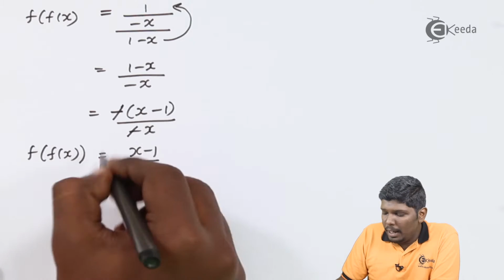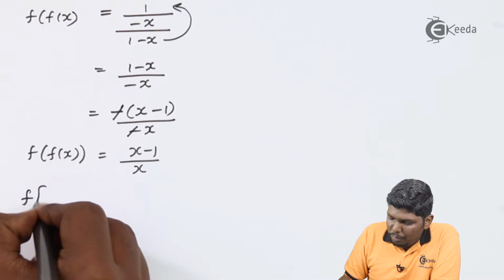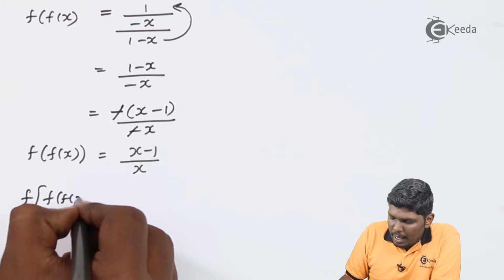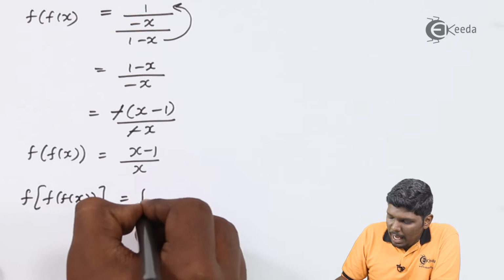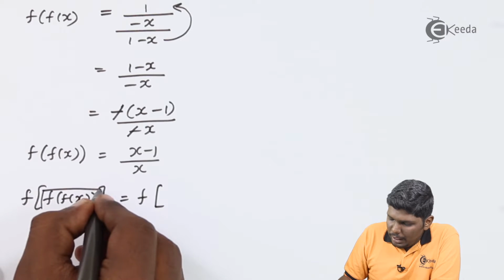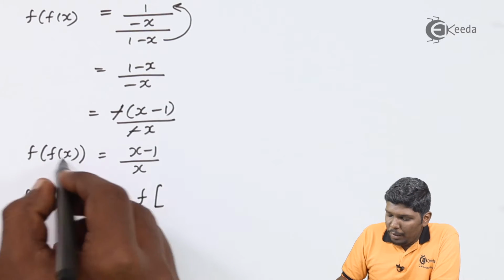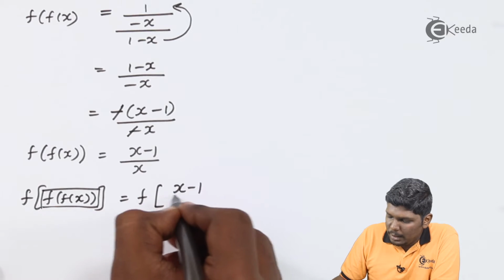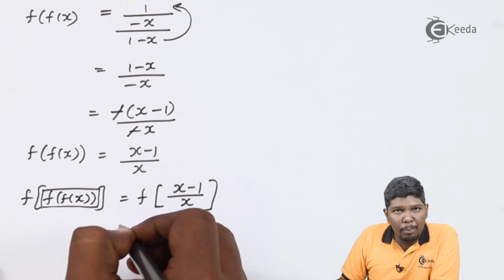Now this part we have done in the previous video also. Further we'll continue with f(f(f(x))). How to solve this? Again, keep the last f as it is. If you check, this value is already the one from the previous step. So f(f(x)) is nothing but x minus 1 upon x. Now how to find f of x minus 1 upon x?